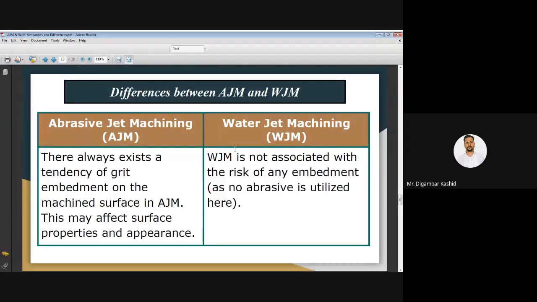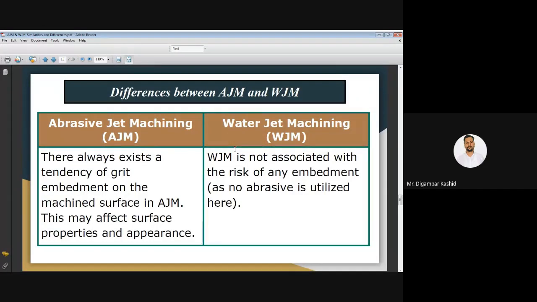Next, in abrasive jet machining there always exists a tendency of grit embedment on the machined surface. Embedment means the particles stick to the surface. Grit means grain particles. So this may affect the surface properties, such as surface finish and accuracy, and its appearance also.